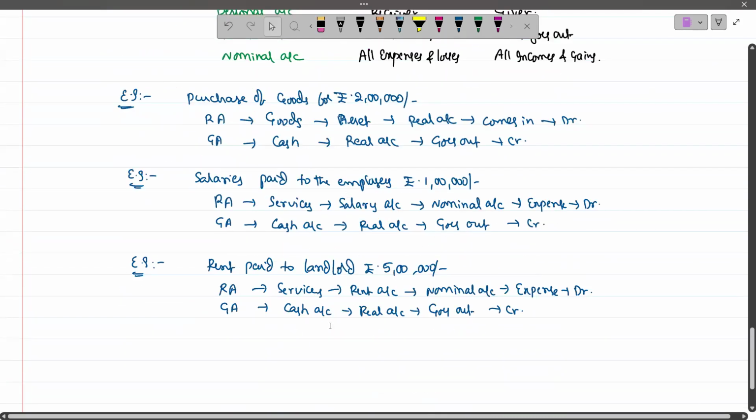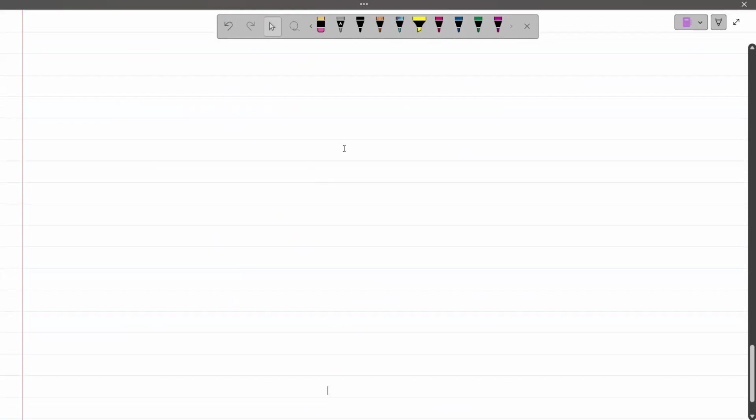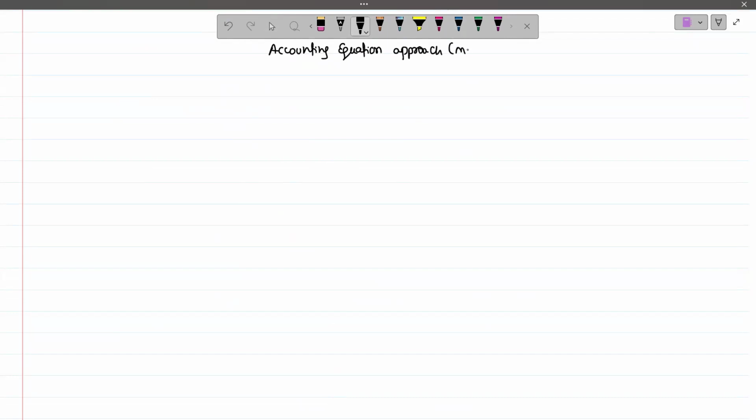Okay, and next, coming to the next one, the accounting equation approach, which is also called the modern approach. Accounting equation approach or modern approach. What is meant by accounting equation? How was the accounting equation framed? Generally, the accounting equation is framed based on one thing.